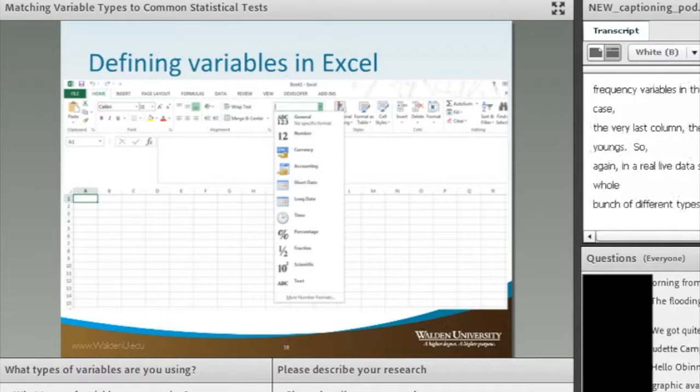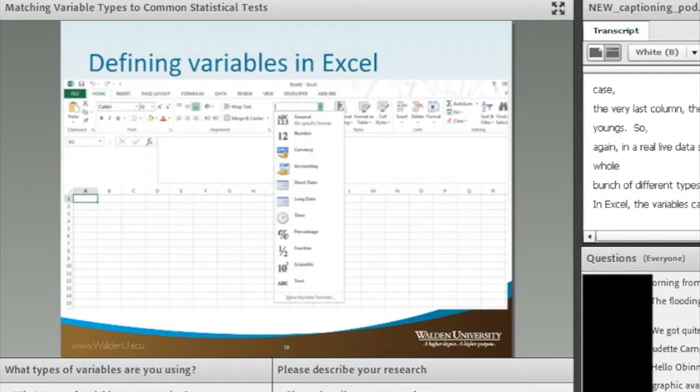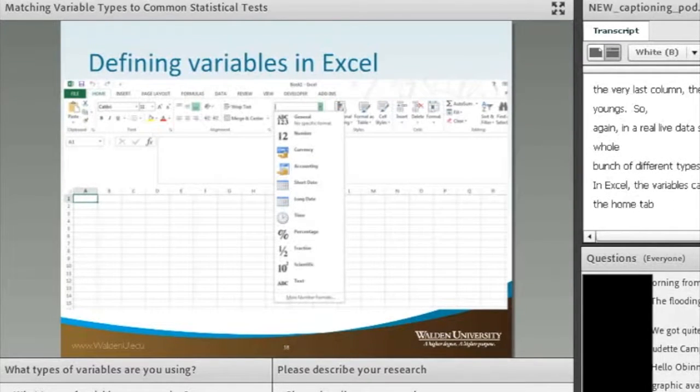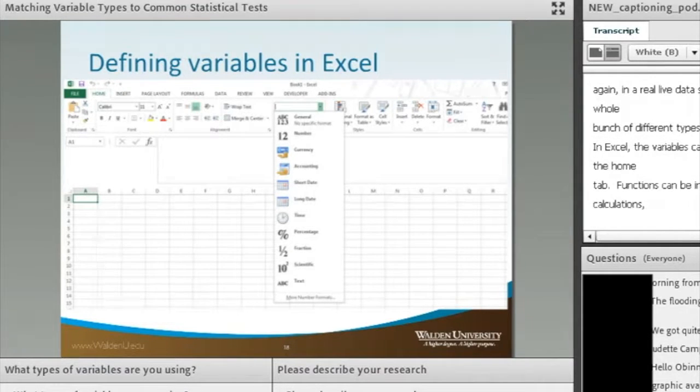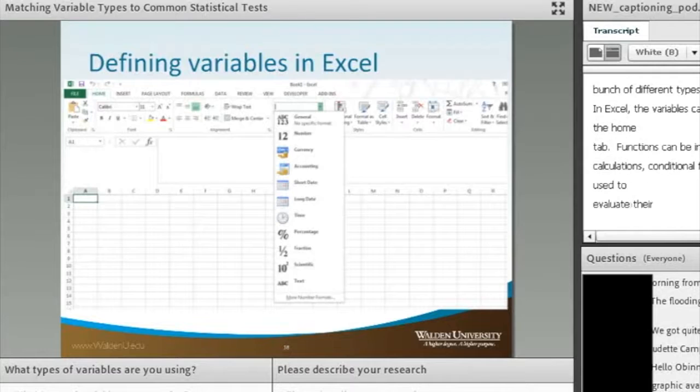In Excel, the variables can be defined on the Home tab. Functions can be inserted to perform calculations. Conditional formatting can be used to evaluate or validate and also trend your data.